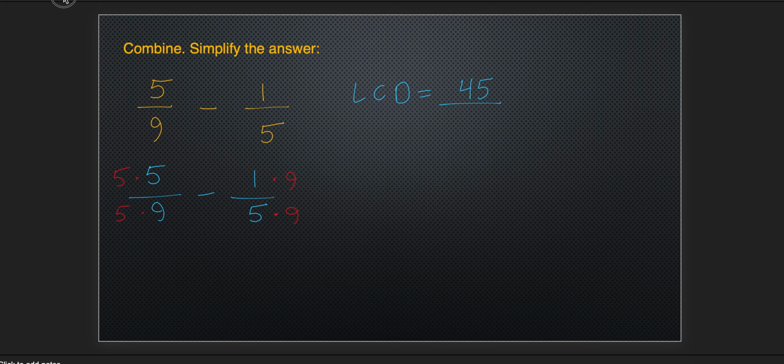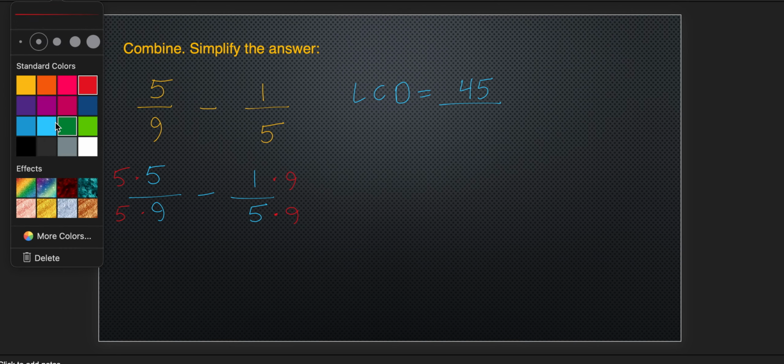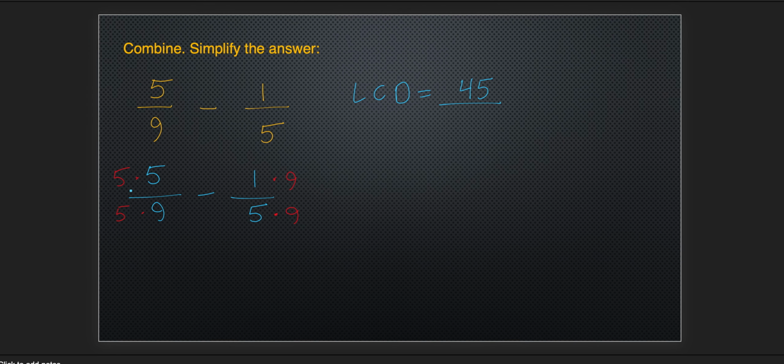Now I'm going to write what the problem is. So this makes 25 over 45 minus 9 over 45. Now we've got the same kind of problem we've been doing where the bottom has to stay the same, 45, and you're just working with 25 minus 9, which is 16. Now you just make sure this is reduced, and that's it.